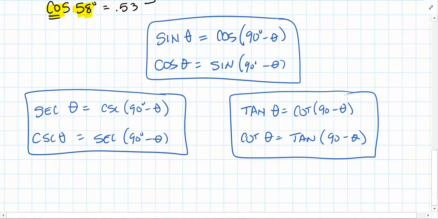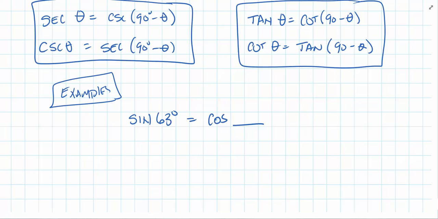So each one of those are co-functions of each other. Cool. Let's do these together. The sine of 63 degrees has to be equal to the cosine of what angle? 27. 27 degrees. How'd you do that? You're totally right. What'd you do? 90 minus 63. 90 minus 63 is 27.